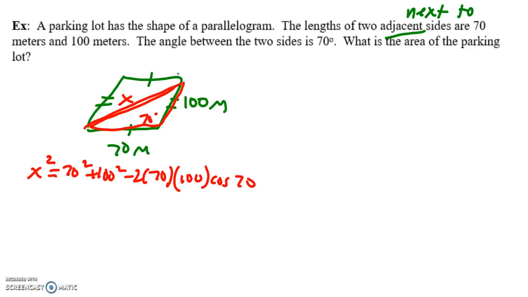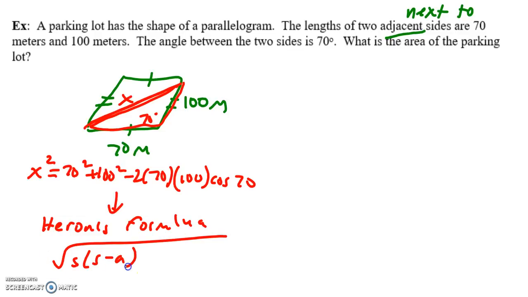Because eventually, if I want to use the law of cosines, the law of cosines helps me find x. Then once I find x, that helps me use Heron's formula, which is the square root of s times s minus a, s minus b, s minus c. So if I have all three sides, I could use Heron's after I find this. And then once I find Heron's, remember, the red is only half the area. So if I multiply that area times 2, then I'd have the area of my parallelogram, because that's split into two triangles.